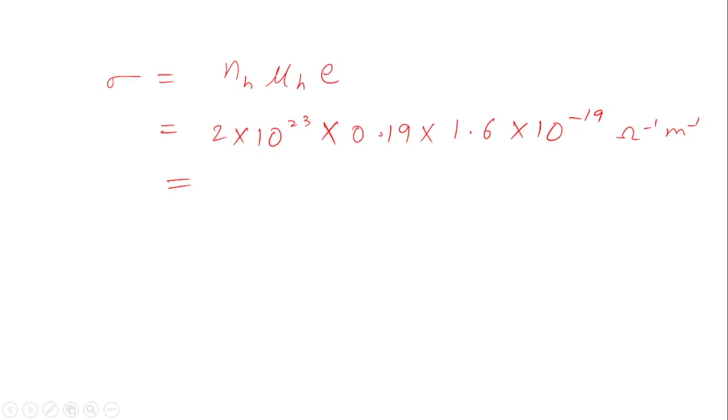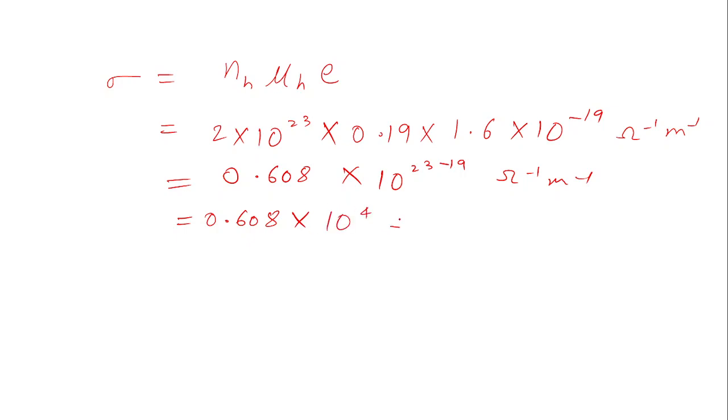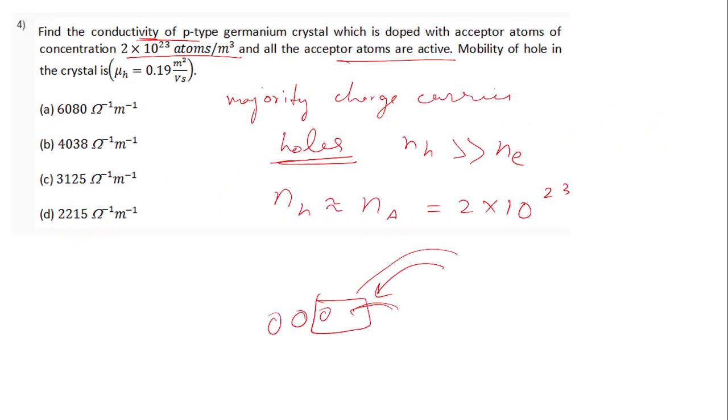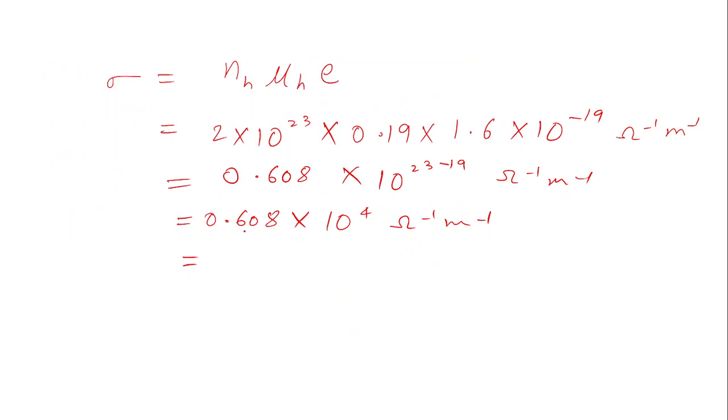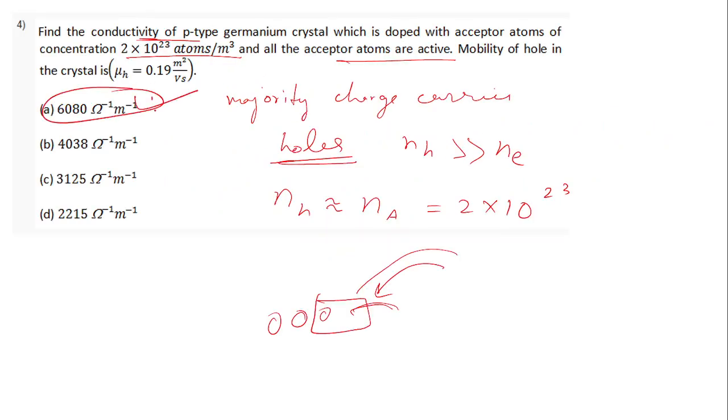When we do the calculation, 2 times 0.19 times 1.6 gives 0.608, and the power is 10 to the power 23 minus 19, per ohm per meter. This will be 0.608 times 10 to the power 4 per ohm per meter. The answers are not in powers, so we rewrite it, and it becomes 6080 per ohm per meter. This is the conductivity. So A is the correct answer.